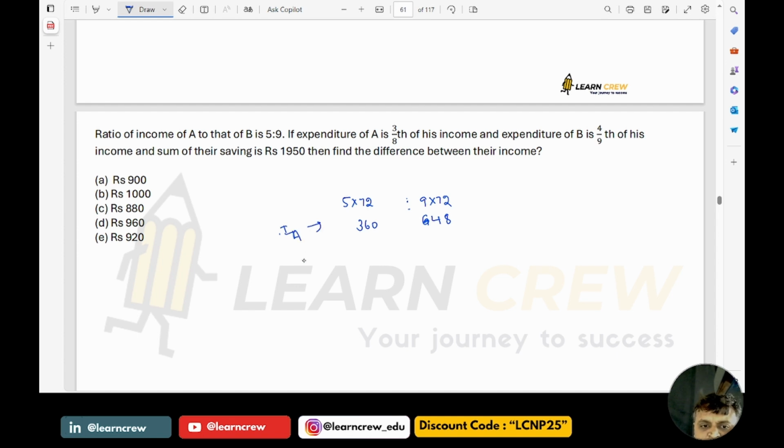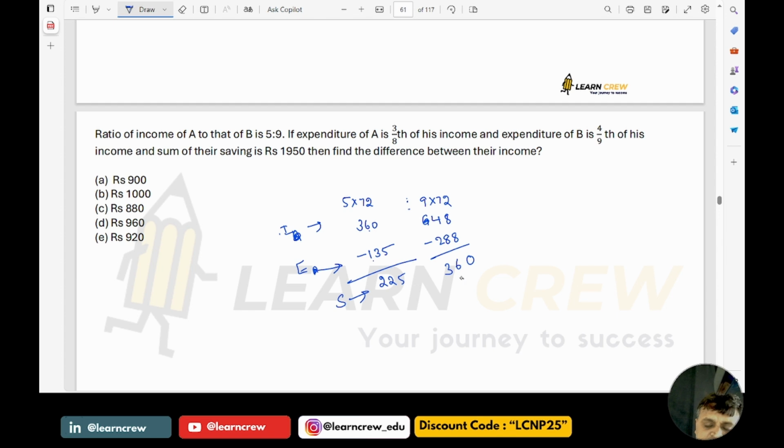Now the expenditures. 3/8 is the expenditure, so 1 by 8 is 45. So 3 by 8 means 45 into 3, 135. The remaining is saving. 360 minus 135, it is 225 is his saving. And here 4 by 9th. 1 by 9th is 72, so 4 by 9th is 4 into 72, 288.